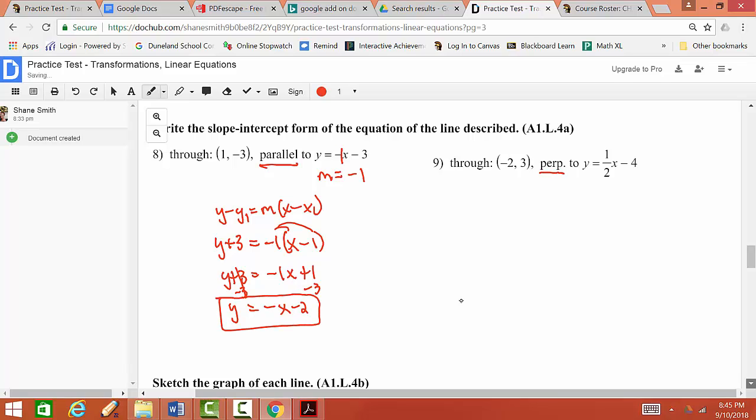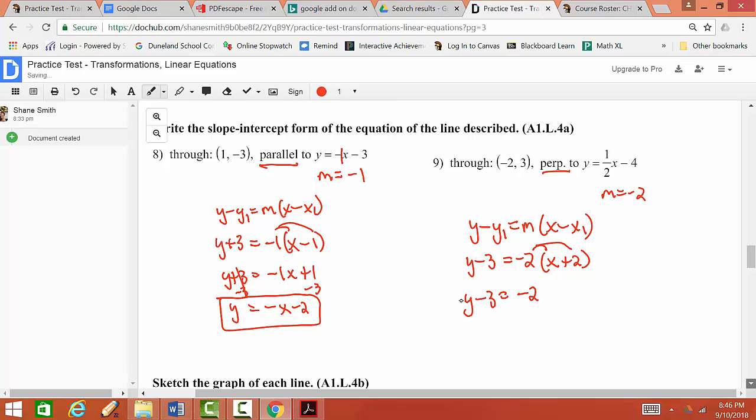Over here we have perpendicular lines, so the slope now is actually the opposite reciprocal, which means it's -2. But the process is still the same. So y minus y1 equals m times the quantity x minus x1. y minus 3 equals -2 times the quantity x plus 2, because we're substituting the -2 in, which changes to a positive. Distribute the -2.